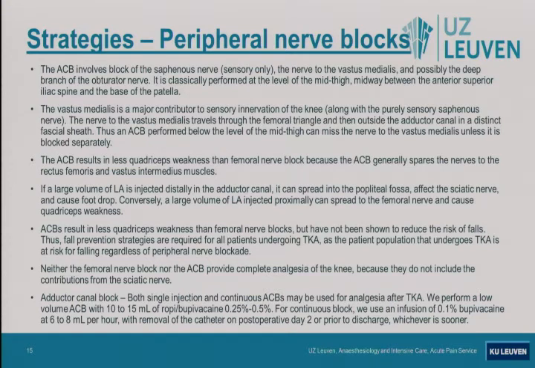So if you look at the literature, the adductor canal block is supposed to only block the saphenous nerve, the nerve to vastus medialis, and a little bit of the deep obturator nerve. Mostly you do not get that as well, but it has been quoted in the literature. And it's performed midway between the patella and the anterior superior iliac spine.